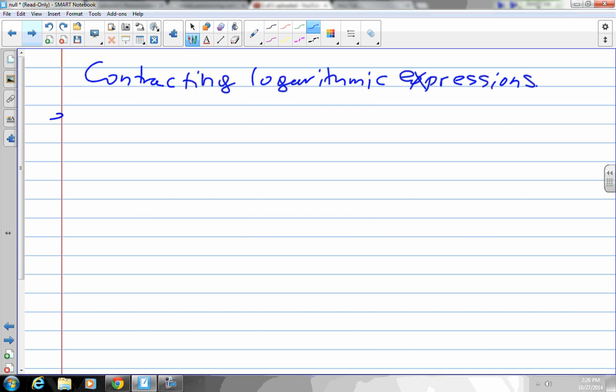So, for example, we have log base 4 of A plus log base 4 of B minus log base 4 of C. So I'm going backwards. What do you think is going to happen here, using those rules, those laws?